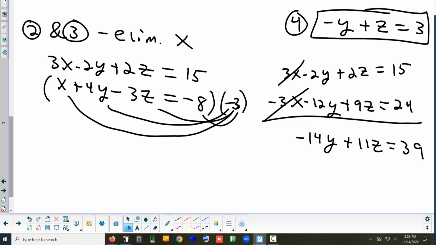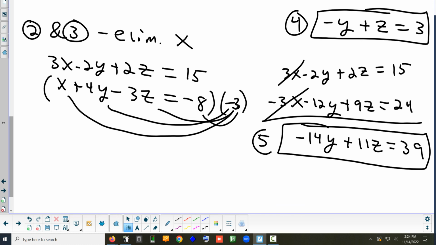Okay, not that I think we did anything wrong. Those are just kind of some big numbers there. So I'm just going to double check, make sure we did everything right. So 3x minus 2y plus 2z, that looks good. Negative 3x minus 12y plus 7z plus 24. That's gone. Negative 14. All right, and I think we did everything right. And that is equation 5.